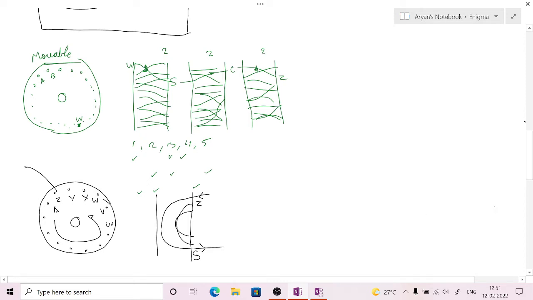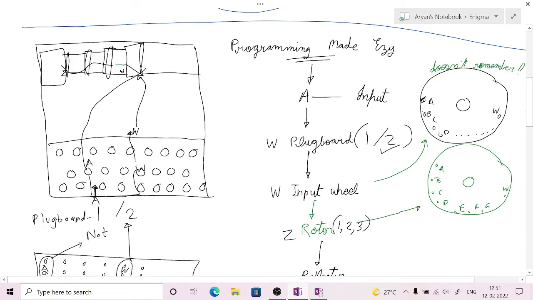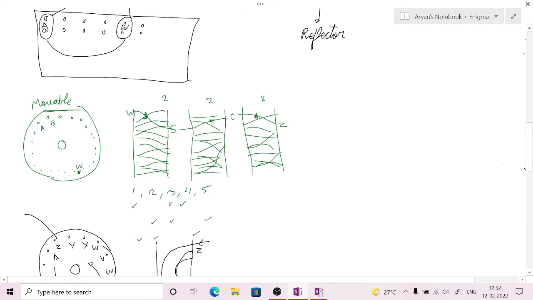S as the output. Now what happens is that this is not simply called a reflector. It does the job as well. So from this, we again get S. Now S goes to rotor 3, rotor 2, rotor 1 and comes back to the input wheel. And basically at that time, the input wheel functions as the output wheel. So again, let's go below and concentrate here.